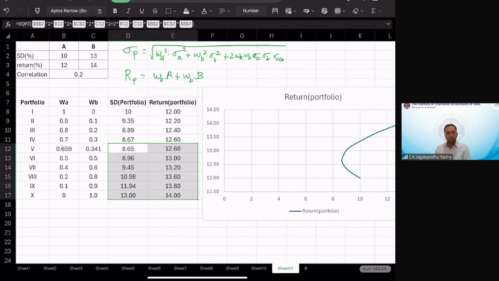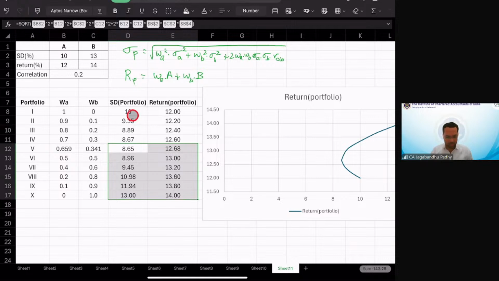So someone who wants to take higher risk may go for the 8, 9 or 10 portfolio, which is obviously offering a higher return. Someone who is not looking at very high return, but wants a lower risk portfolio, will of course select this 8.65 standard deviation portfolio, which promises a return of 12.68%.